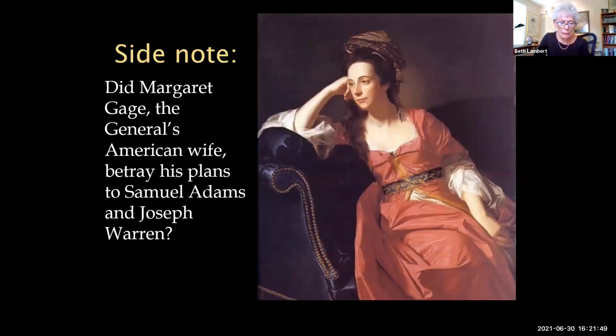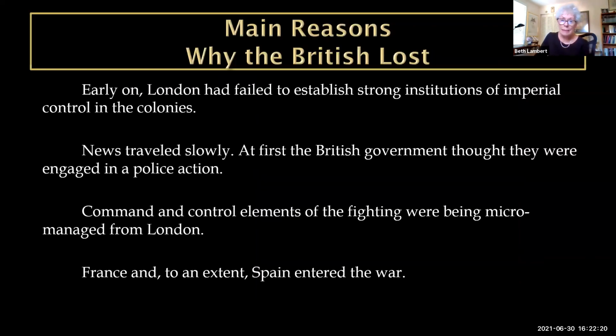We jumped ahead again. A side note to all of this: General Gage's wife was accused of betraying his plans to Samuel Adams and Joseph Warren. They kind of figured, or Gage kind of figured, out his wife had something to do with this. She was an American. So the next ship was shipped back to England. Mrs. Gage was on it.